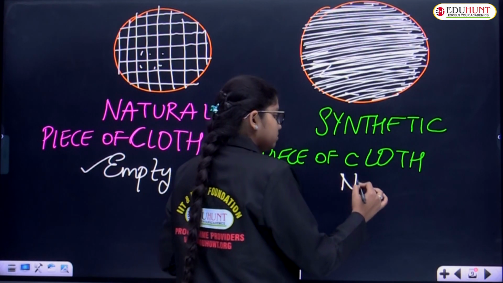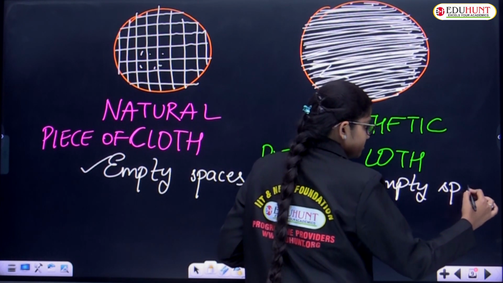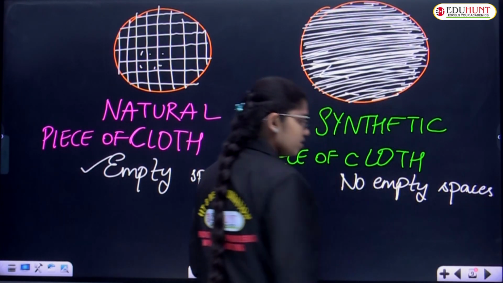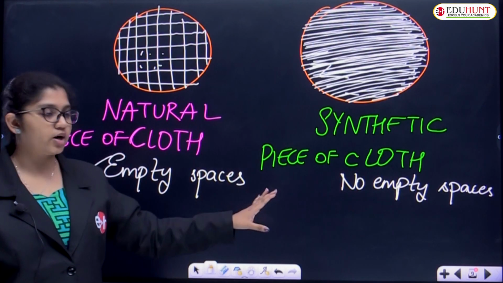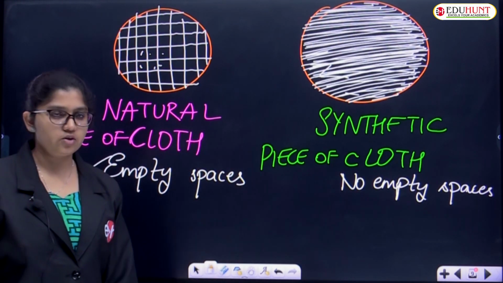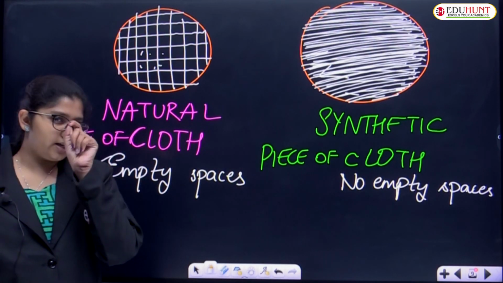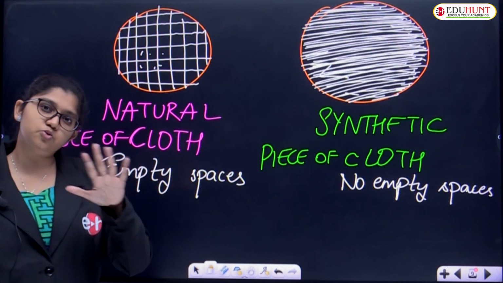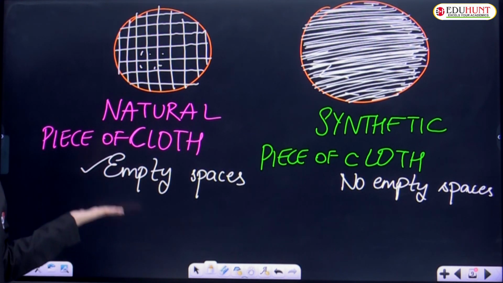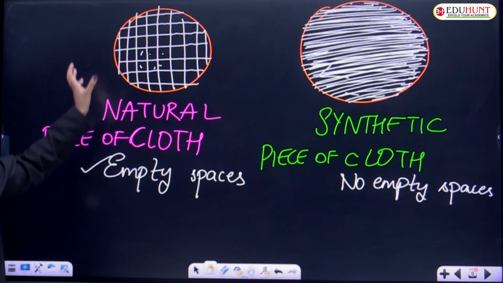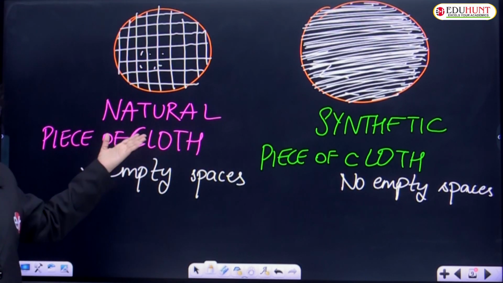There are no empty spaces. If there are any, they are very minute, and we can't even see them unless we zoom in. That is the main importance of this synthetic fabric. But in the natural piece of cloth, there are empty spaces. Because of that, they will absorb more water and take more time to dry up.